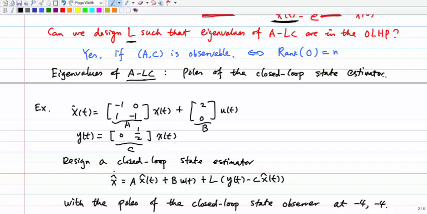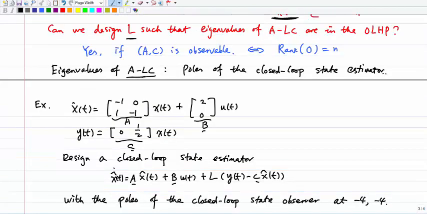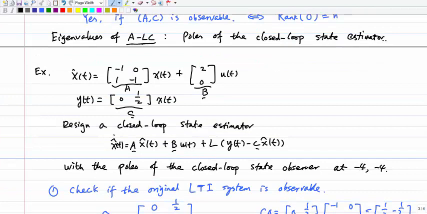Okay. So our goal is to design a closed loop state estimator, which is given by the previous form I gave you already: x hat dot(t) equals A x hat(t) plus B u(t) plus L times (y(t) minus C x hat(t)). So here I already gave the form, A, B, C are already given here, and our goal is to design this closed loop state estimator with the poles of the closed loop state observer at -4, -4, which means I want the eigenvalues of A minus LC to be -4, -4. So that's the goal. So go on to design L.